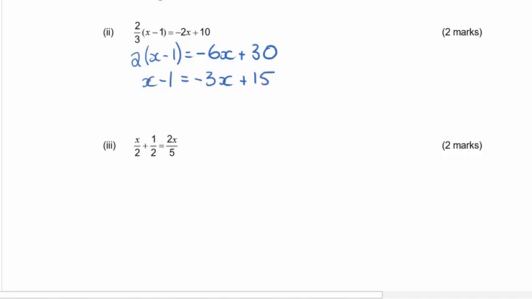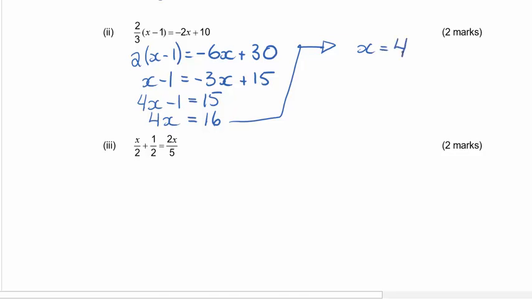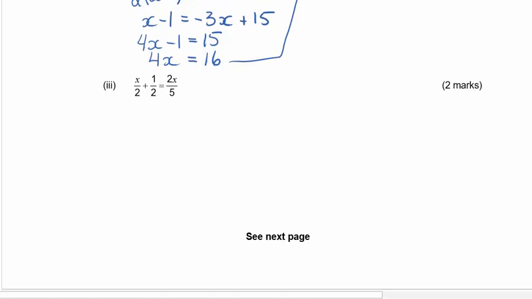And now it's a case of collecting our terms to the same sides. So we're going to add 3x over to this side to eliminate this term here. And we're going to add 1 to eliminate this side. And now we're going to divide our 4 away. Alright. The last piece of question 1.